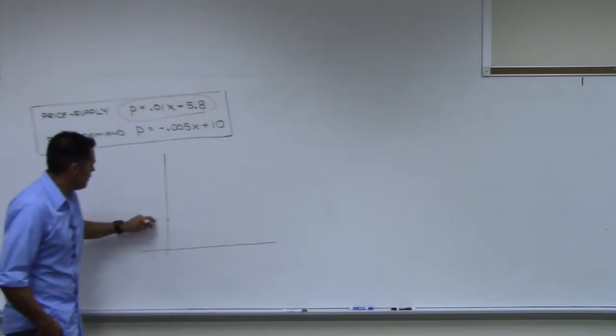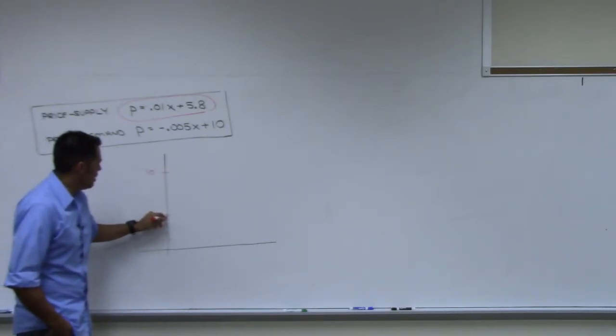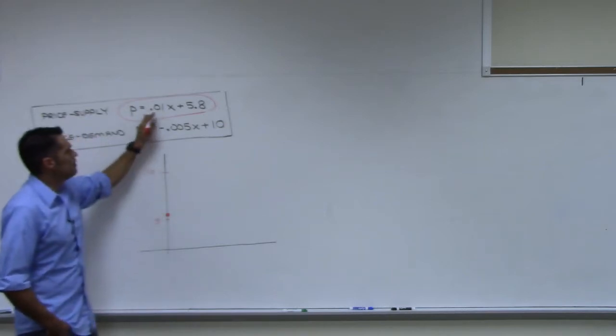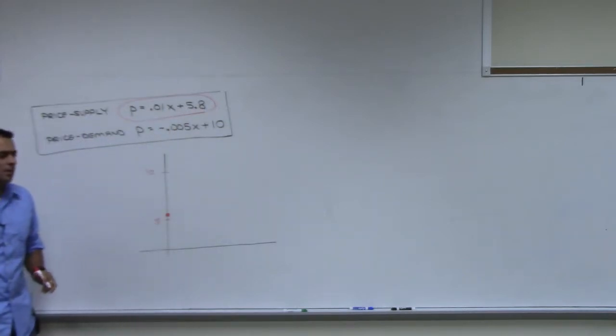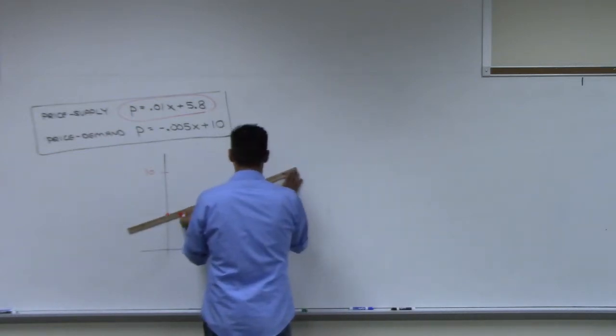5.8. So let's say this is 5. Let's say this is 10. 5.8 is somewhere around here. Agree? What's the slope of this line? Positive or negative? Positive. So I'm going to have some line that looks like this.